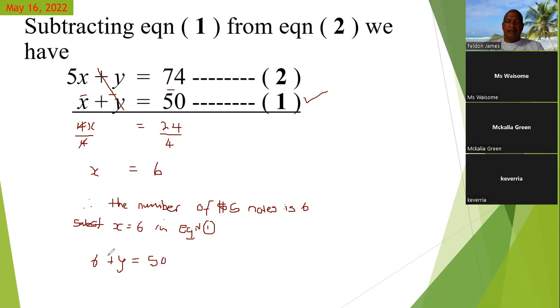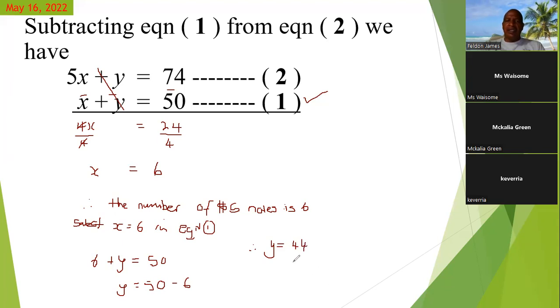So now we can solve for y by making y the subject. To do that, we take the 6 to the other side and subtract it from 50. So this would be 50 minus 6. So therefore, y would be equal to what? 44, sir. 44. So it means that you would have 44 $1 notes.